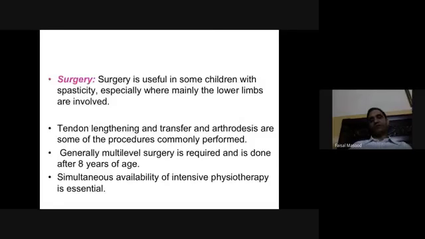Surgery is useful in some children with spasticity, especially where mainly the lower limbs are involved. You can facilitate by tendon lengthening, and generally you should do as many surgeries as possible, but you should have a balance, not overdoing.